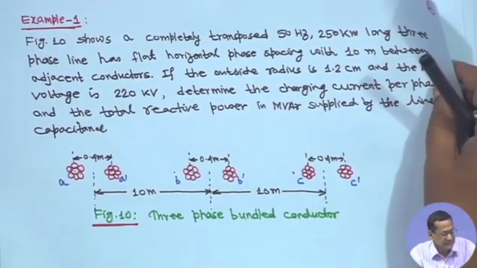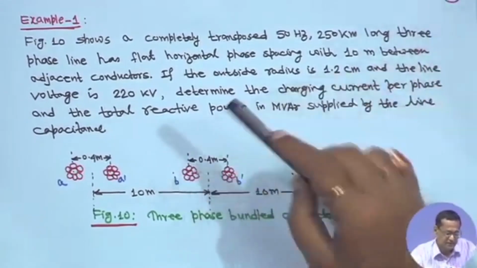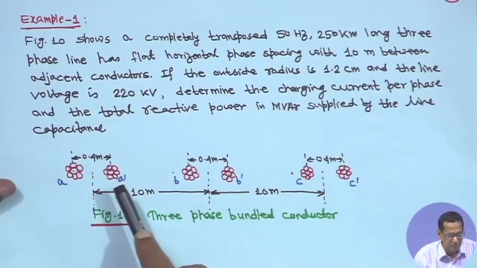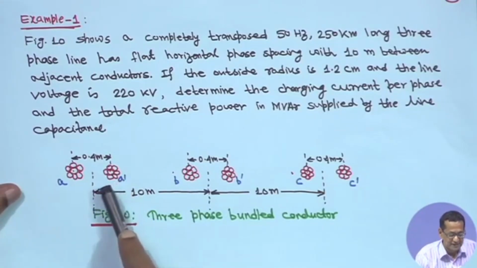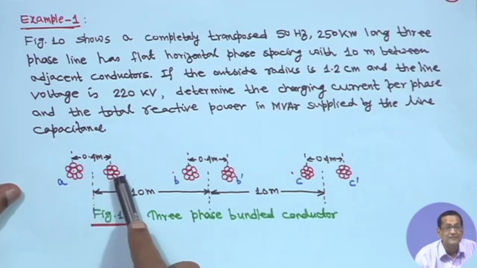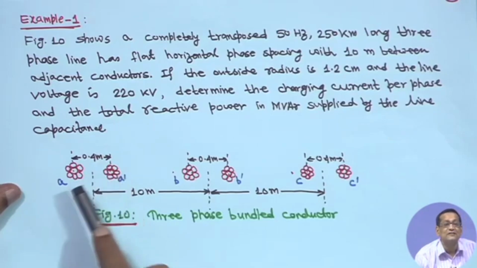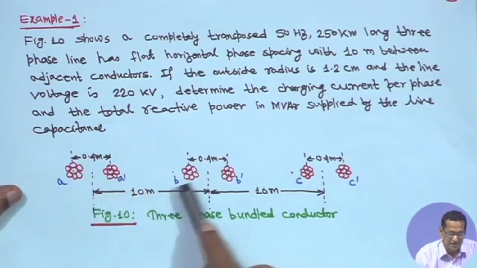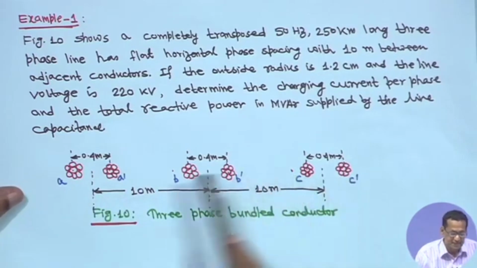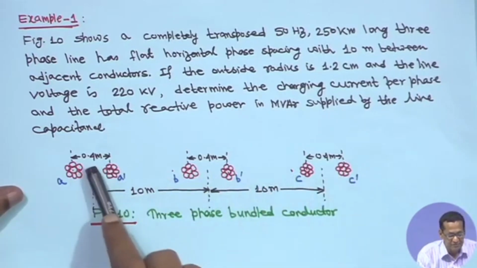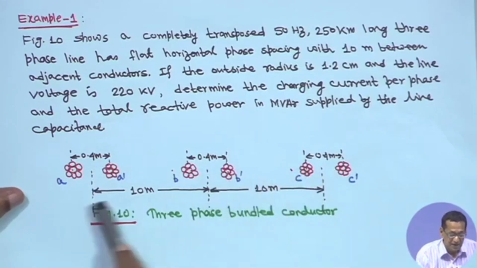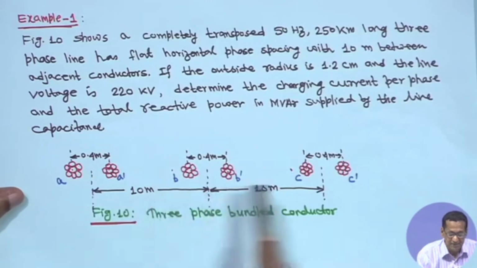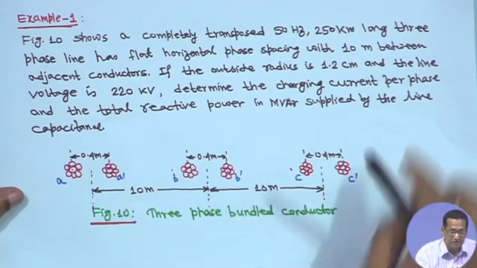In this case, this is the configuration with bundle conductors. In each phase, two such conductors are there: A, A dash, B, B dash, C, C dash. Between these two the distance is 0.4 meter, here also it is the same, and the distances are 10 meter and 10 meter.